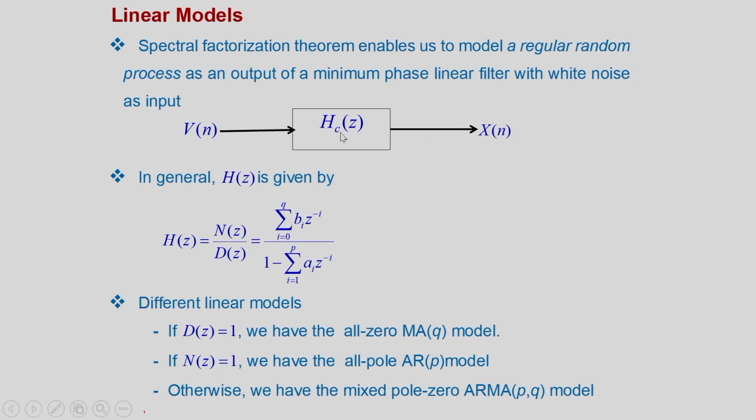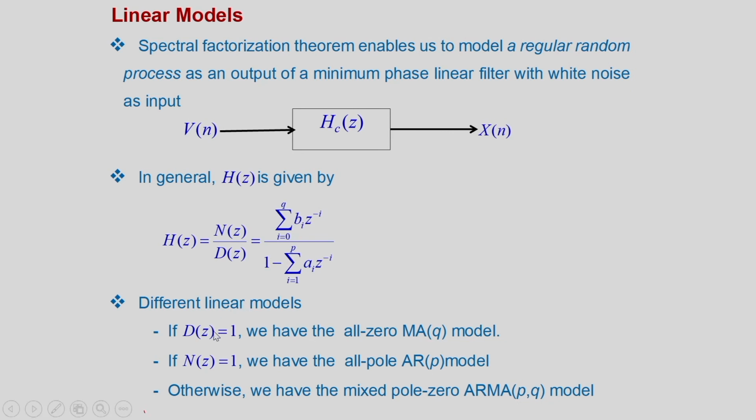In general, if we consider the transfer function of a causal minimum phase LTI system, it will have a numerator part and a denominator part. So, it is a ratio of N(z) divided by D(z). Now, the N(z) part we can write as summation i going from 0 to q of b_i z to the power minus i. This is the numerator part. Similarly, the denominator part we can write as 1 minus summation i going from 1 to p of a_i z to the power minus i. So, this is the general transfer function, and depending on special situations, we will have different models.